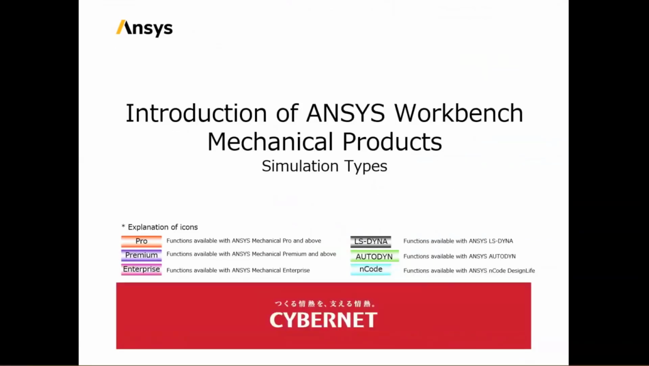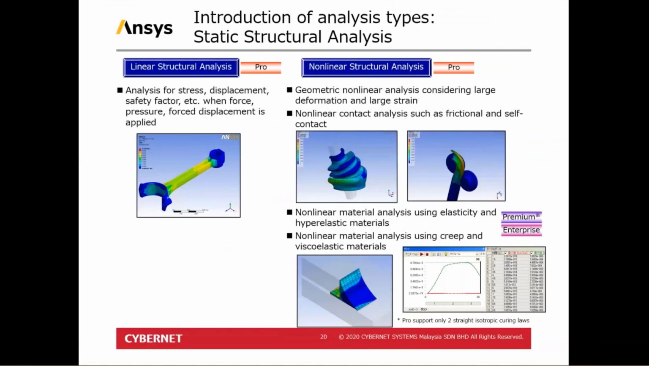So next, let's take a look at the types of simulation available in ANSYS Mechanical. Here, as you can see, we have a linear structural analysis and also a nonlinear structural analysis. Now, the linear structural analysis is basically the analysis for stress, displacement, safety factor, and so forth, when a certain amount of load is applied. So we consider these loads as, for example, pressure or force or maybe displacement.